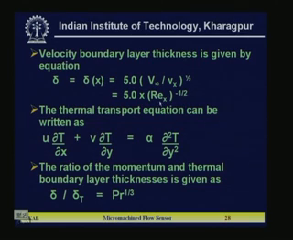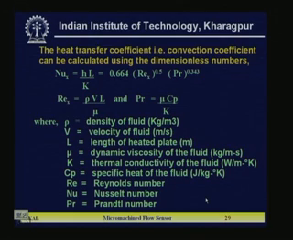The thermal transport equation can be written as this, and the ratio of the momentum and the thermal boundary layer thickness is given by delta by delta t is equal to Pr to the power 1/3, where Pr is known as the Prandtl number. Nu is the Nusselt number. So, the heat transfer coefficient, which is convective in nature, can be calculated using Nu x, which is a dimensionless number given by hL by k and is equal to 0.664 Re x to the power 0.5 Pr to the power 0.343, where Re x is the Reynolds number, rho V L by mu, and Pr is the Prandtl number, which is mu Cp by k, where rho, V, L, mu, C and p are given here.